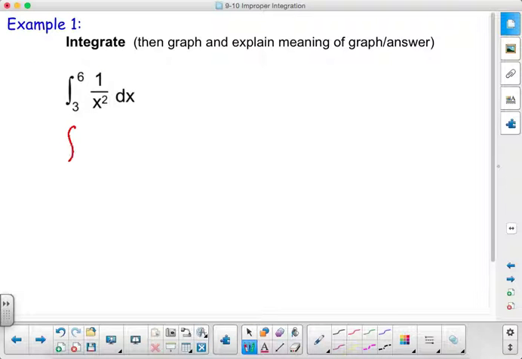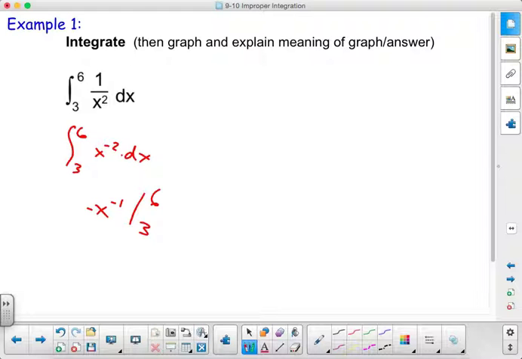Because what's another way to write this? Another way to write this would be x to the negative second, if I wrote it that way. And that's, again, not natural log worthy because it's not x to the first. What's the integral of x to the negative second? Do what to my 2? And then I have to divide by negative 1, so I have this negative 1. Now I'm evaluating at 6 and 3.